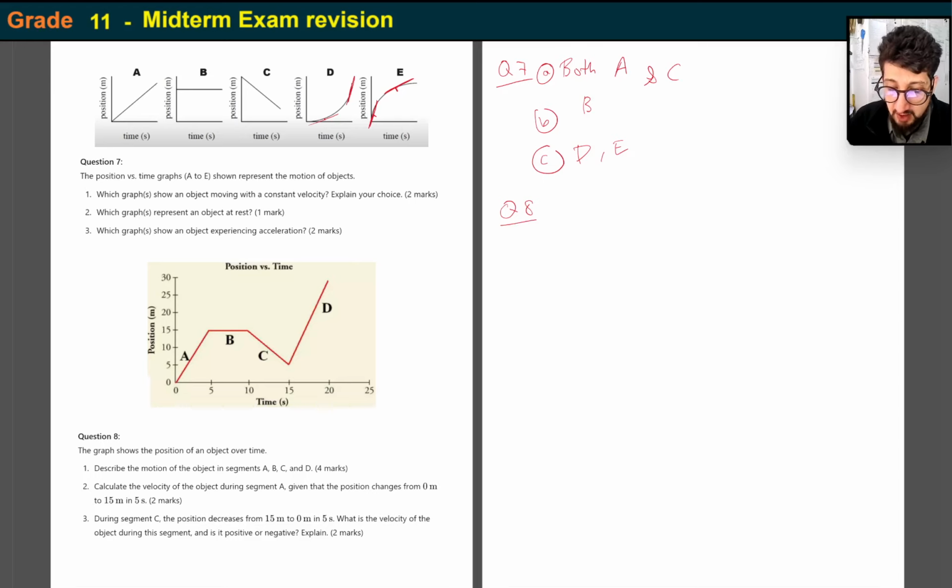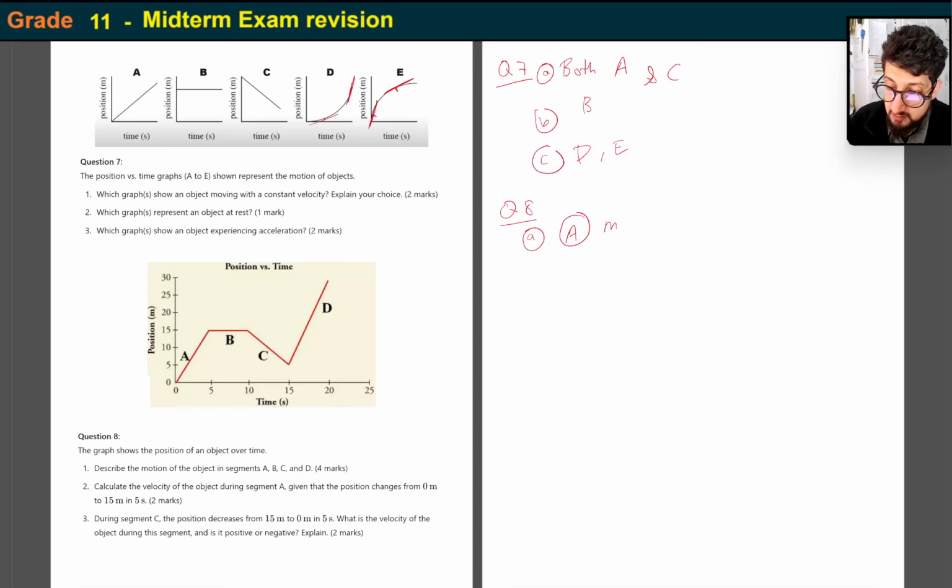Describe the motion of the object. So we've got an object that's moving A, B, C, and D. Describe the motion of the object in segments A, B, C, and D. Okay, well, this should be quite easy as well. We should know by now what this is: a position time graph. So since it's a position time graph, the slope represents the velocity.